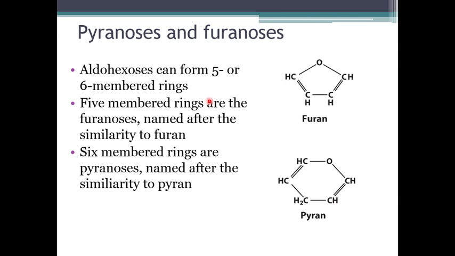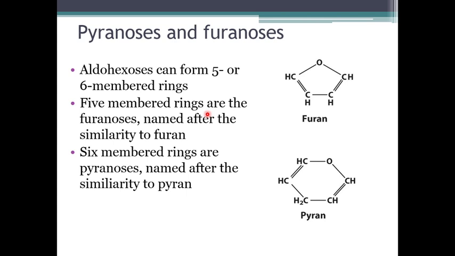Aldohexoses can form 5 or 6-membered rings. 5-membered rings are called furanoses, named after their similarity to furan. 6-membered rings are pyranoses, named after their similarity to pyran. So again, additional naming that needs to be remembered.